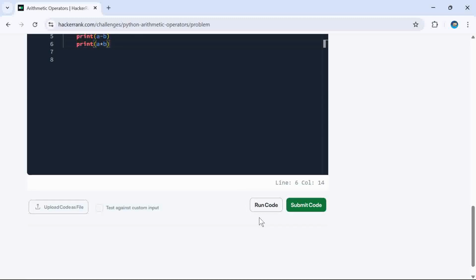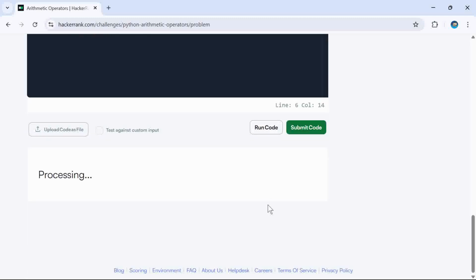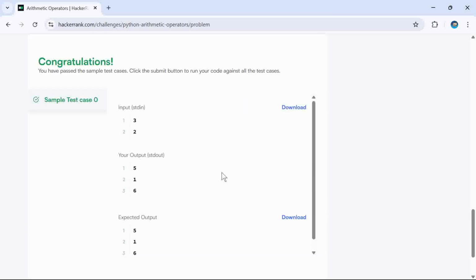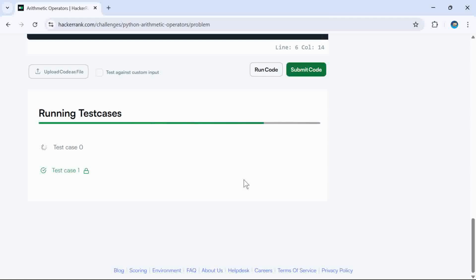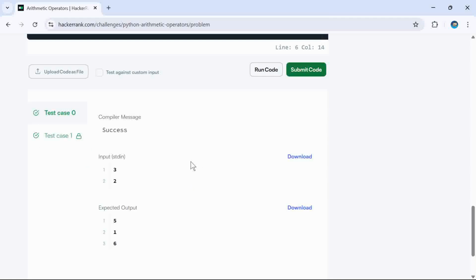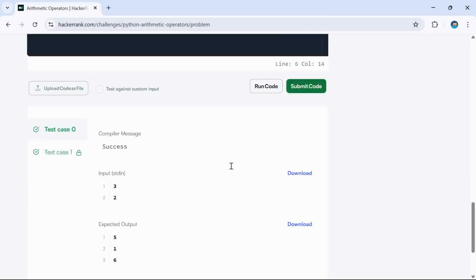Let's run the code. Okay, the sample test case has passed. Now submit the code. Okay, so there were only two cases and it got passed, so congratulations, we got this.